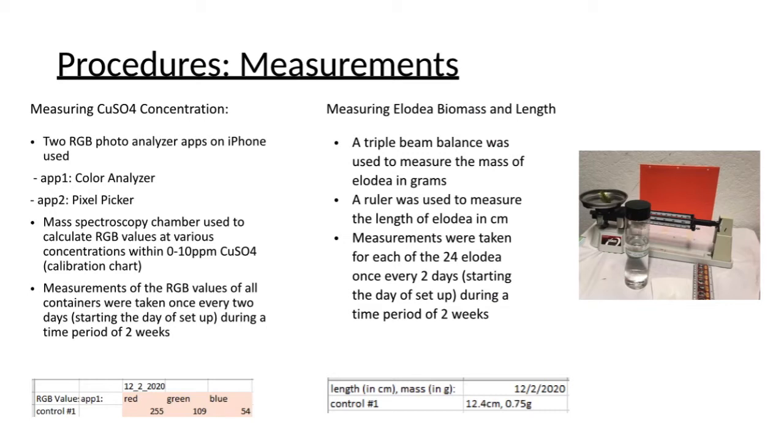And as for the RGB values, measurements were taken for each of the 24 allodia once every 2 days, starting the day of setup, during a time period of 2 weeks. And you can also see below an example of how these measurements were taken. And to the right is the setup of how the measurements were taken with a triple beam balance, a ruler, and the orange behind it, the mass spectroscopy chamber for the RGB concentration measurements.